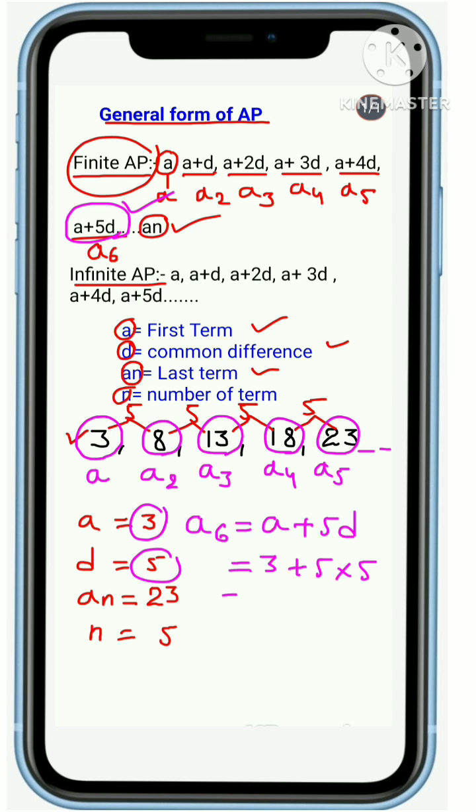Now 3 plus 25. In this way, we have obtained the sixth term of this AP, that is 28. In this way, if we have A, that is the first term, and D, that is the common difference, we can easily obtain any term of an AP, right?